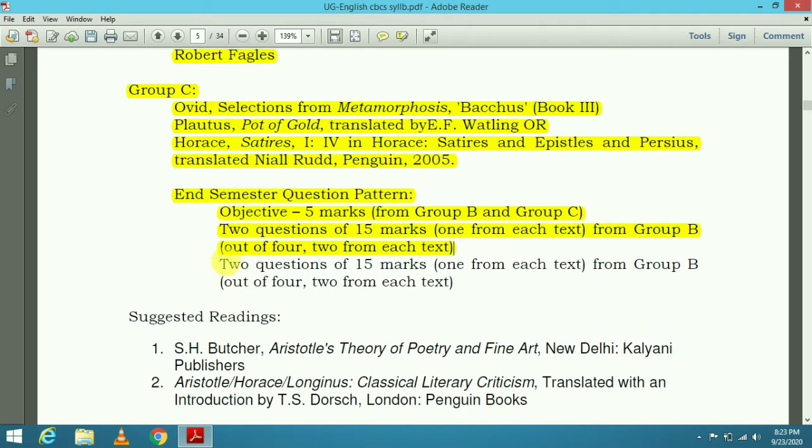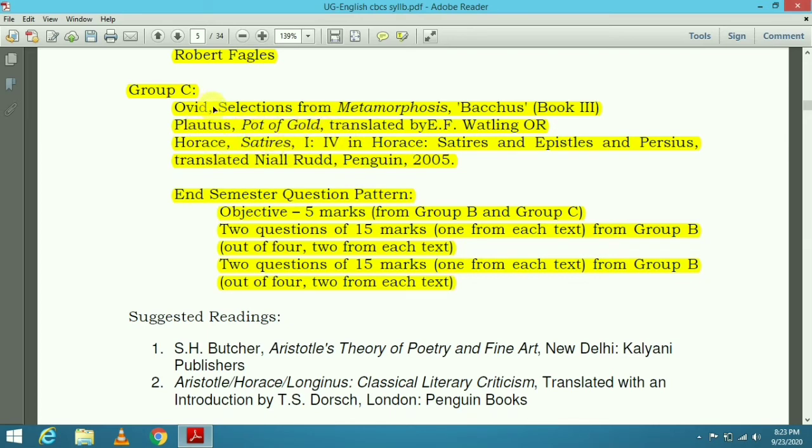In this next section, it says 2 questions of 15 marks, 1 from each text from Group B. Out of 4, 2 from each text. Now the good thing is that you only have to study either Plautus, Pot of Gold, or Horace's Satires.